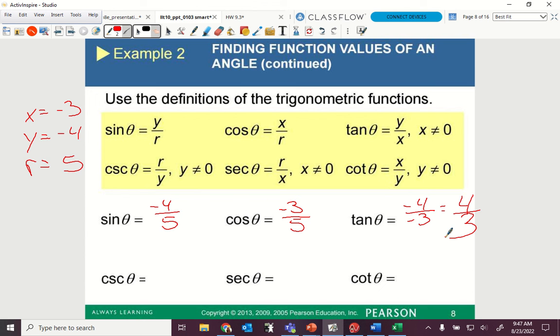So make sure you change those signs. Now the next one, cosecant, would be 5 over -4, very good. Secant is going to be 5 over -3. Cotangent is -3 over -4. So plug it in first so you don't lose the negatives in your mind. And then 2 negatives again, so it's 3 over 4. There we go.